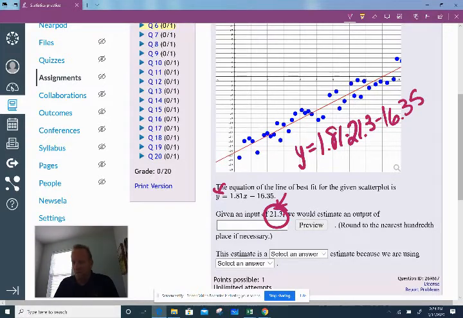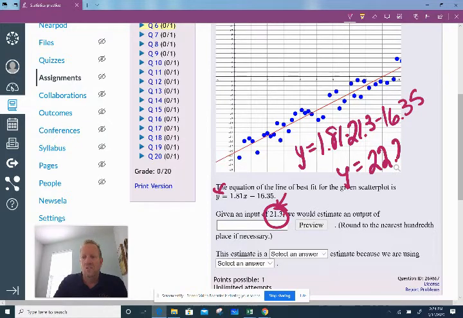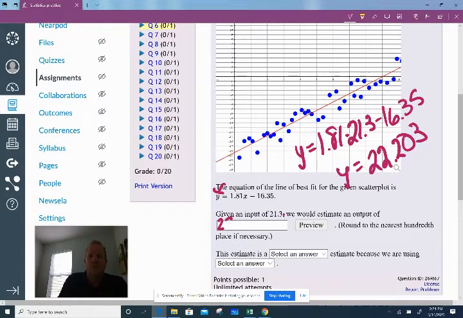Okay, so let's use our calculator because this is way too hard for me. If you can do it in your head, good for you. 1.81 times 21.3 minus 16.35. And my calculator says the end result is y equals 22.203. So that number is going to go right here. I think it says round to the nearest hundredth. So 3 is less than 5, so 22.20 is all you have to put. You could put 22.203 and it would check it as right too, but in this case, all we're going to put is 22.20.